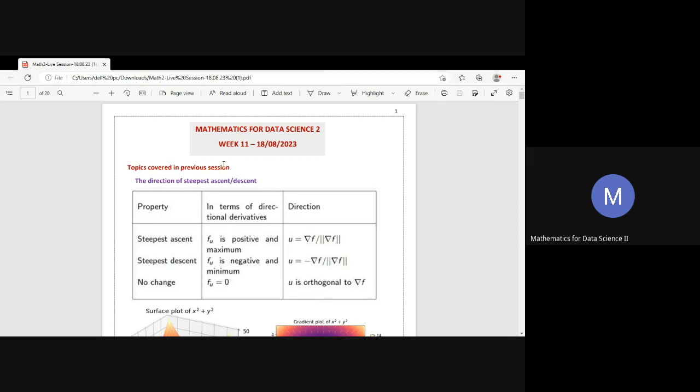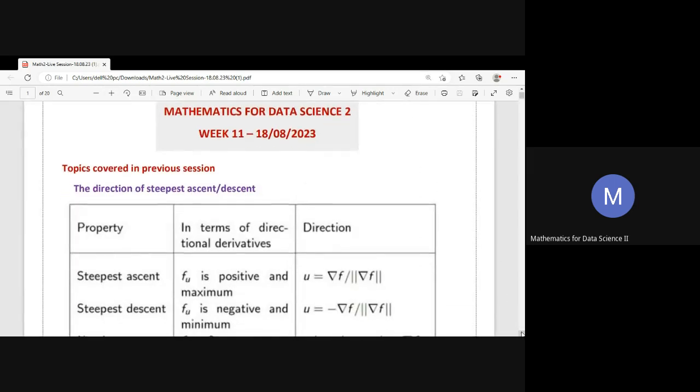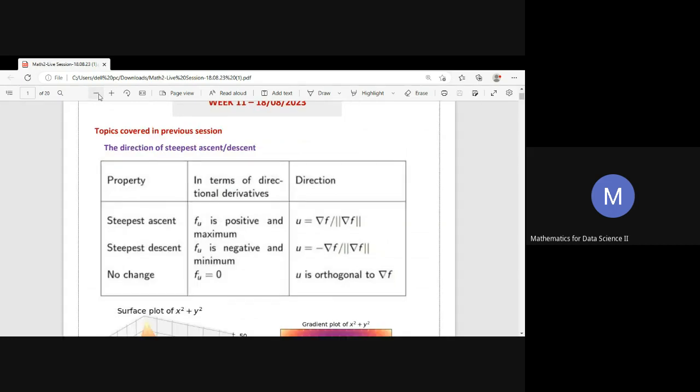In week 10, the previous session, what we saw was how to find the steepest ascent and steepest descent if you are given a surface, or any multivariable function. What is steepest ascent and steepest descent? It is the direction in which something is increasing the fastest, or decreasing. I'm audible to everyone, right? Yes, ma'am. Okay, fine.